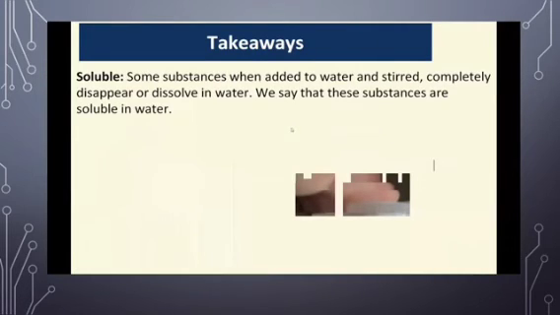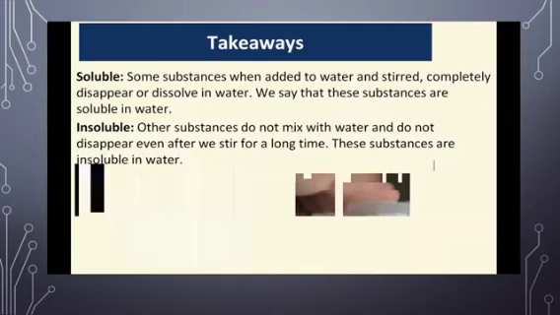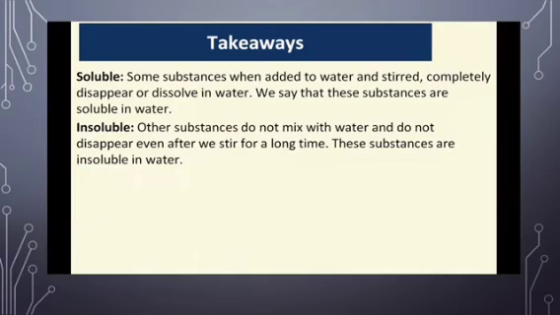We discussed two kinds of substances, soluble and insoluble. Some substances, when added to water and stirred, completely disappear or dissolve in water. We say that these substances are soluble in water. There is another set of substances which do not mix with water and do not disappear even after we stir for a long time. These substances are insoluble in water.